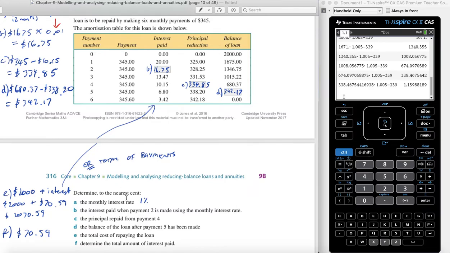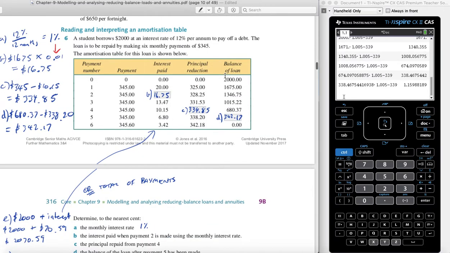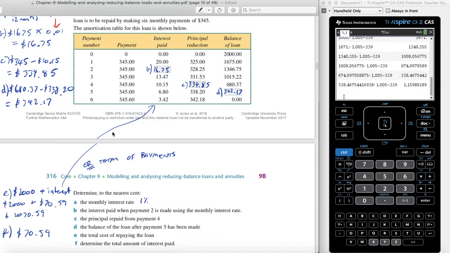Determine to the nearest cent the monthly interest rate, so that's just a percentage actually. So we've got 12% divided by the 12 months, which means it's going to be 1% per month. As a decimal, that's going to be 0.01. 1 divided by 100 is 0.01. That's part A.